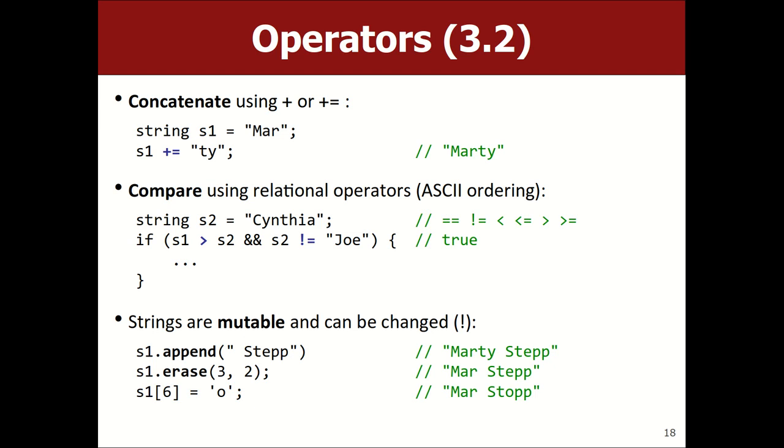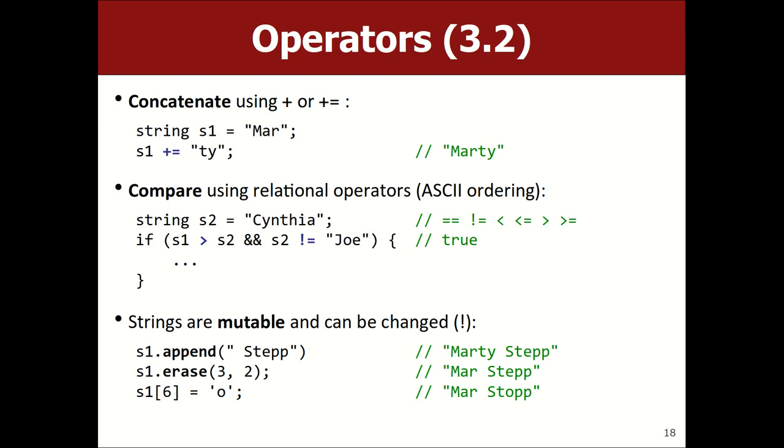So if I ask whether s1 is greater than s2, I'm asking whether the string Marty comes later in alphabetical order than the string Cynthia. It's case sensitive. It uses those numeric ASCII encodings to do the comparison. But that's a good way of comparing ordering of strings. You can say equals equals or not equals to ask whether a string equals a certain text or not.